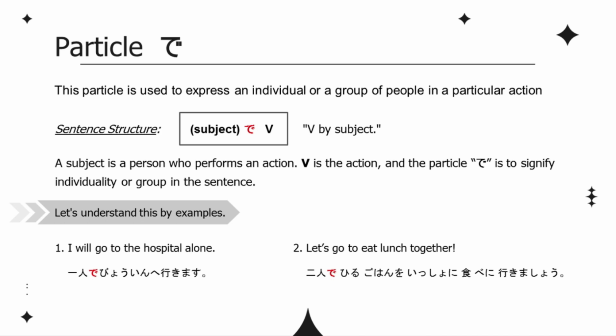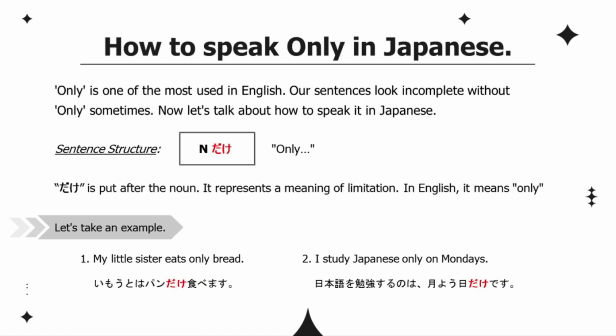Before the particle de, a counter suffix that expresses the one who performs the action is sometimes included. How to speak only in Japanese. I guess the word only is one of the most used in English. Our sentences look incomplete without only sometimes. Now let's talk about how to speak it in Japanese.